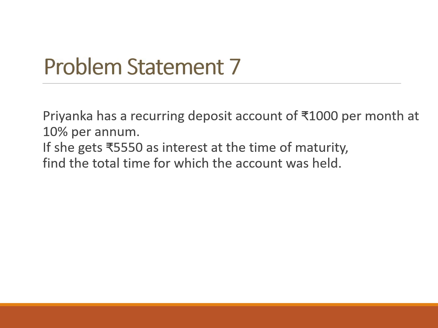Priyanka has a recurring deposit account where she deposits 1,000 rupees every month. The bank offers an interest rate of 10% per annum. At the end of the term, she receives 5,550 rupees as interest. Based on this information, we are asked to calculate the total time for which she held the account.